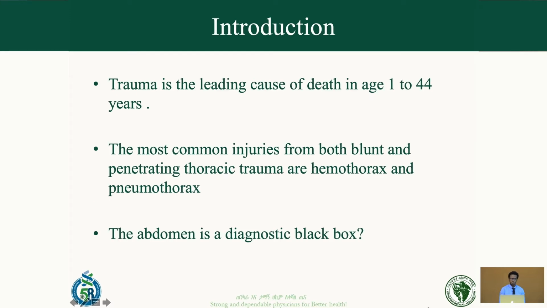As an introduction, trauma, as you know, is a leading cause of death in the productive age group, and from this, about 25% of trauma is attributed to thoracic injuries, and the other 30% to abdominal injuries, followed by the extremities, and central nervous system injury contributes the rest of the percentage. Regardless of the mechanism of the trauma, hemothorax and pneumothorax are the commonest injuries in thoracic injury. So we'll have a discussion on that.